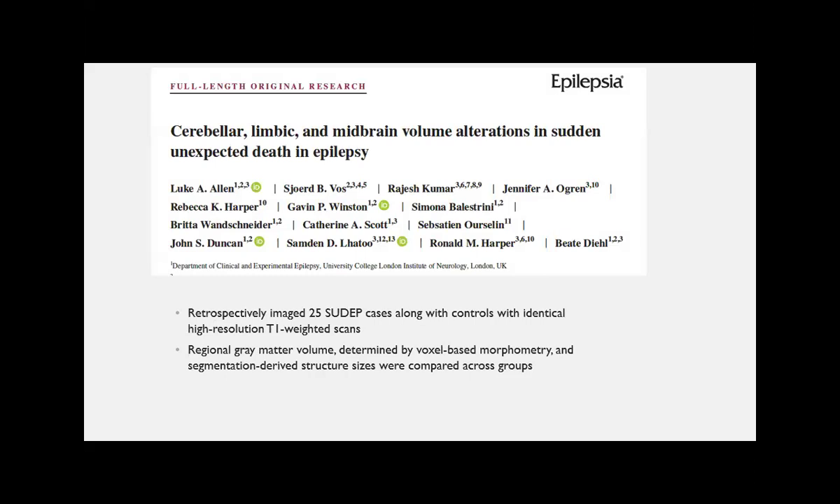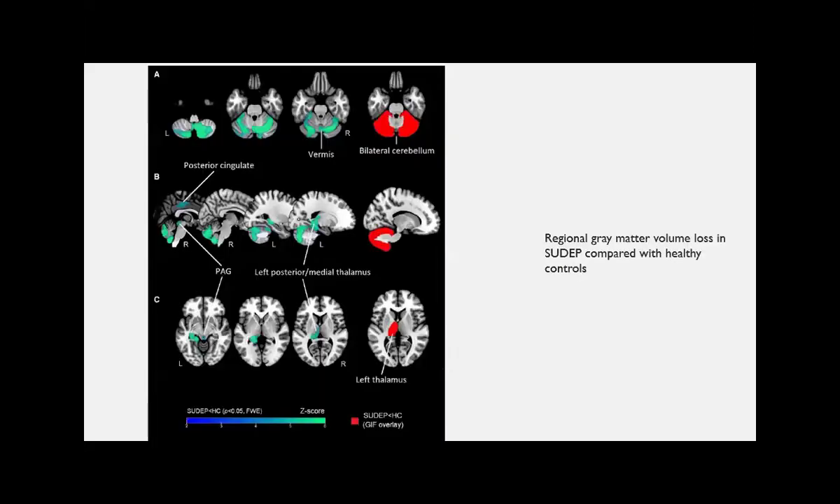This was a study done by Allen et al. Cerebellar, limbic, and midbrain volume alteration in SUDEP was found. 25 SUDEP cases were retrospectively imaged with controls with identical high resolution T1 weighted scans. The regional gray matter volume was determined by voxel based morphometry and segmental derived structure sizes and were compared across the groups. Regional gray matter volume loss in SUDEP compared to healthy controls was seen in bilateral cerebellum, vermis, posterior cingulate, periaqueductal gray, and left posterior and medial thalamus.